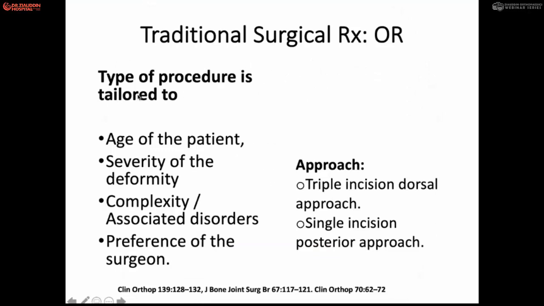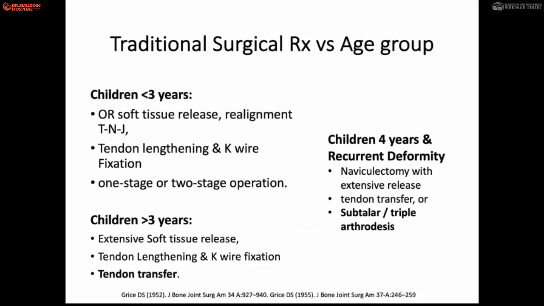And again, the type of procedure is tailored according to the age of the patient, severity of the deformity, complexity of the associated disorder, and the preference of the surgeon. Approaches are mostly two: a triple incision single event operation or a double incision staged procedure. In the double staged procedure, initially the medial and lateral structures are done, and the second incision, a lateral stage, is given for the Achilles lengthening.